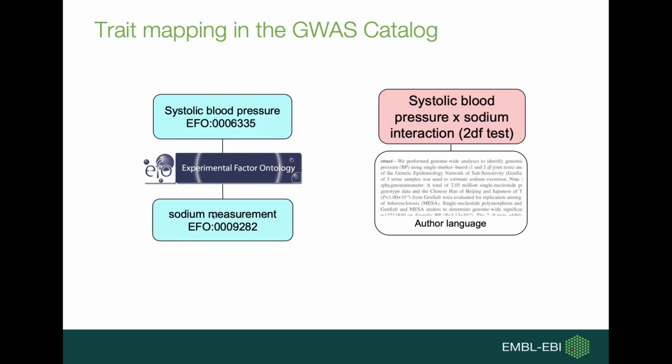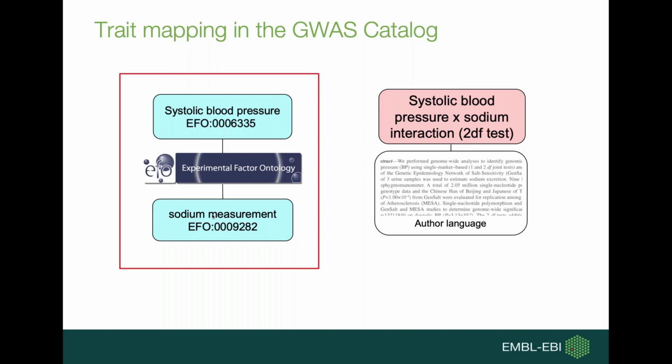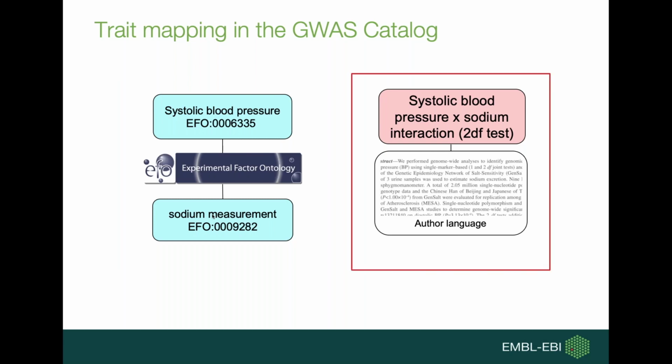The free text trait is also used to describe a bit more detail about the study design. So, for example, this one has been annotated with two terms from the ontology, systolic blood pressure and sodium measurement, whereas in the reported trait, you can see that it's actually an interaction study of systolic blood pressure and sodium interaction using a 2 degrees of freedom test. And that difference between the free text reported trait and the ontology term is quite important to understand when you're looking at the data that you're pulling out of a GWAS Catalog search.